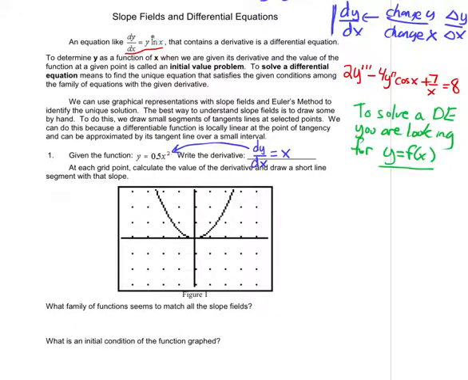What I want us to do is think about how a slope field plays into this. So the slope field is a way to construct the solution or family of solutions to a differential equation by looking at the slope one point at a time.